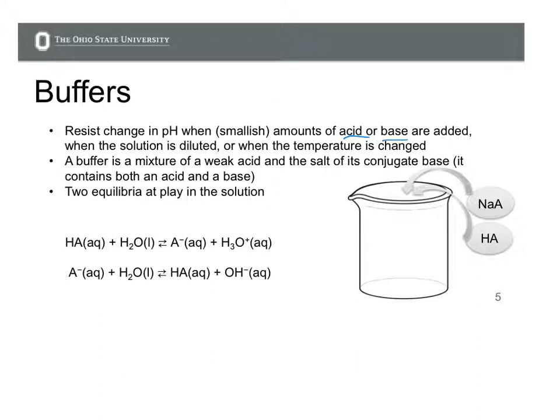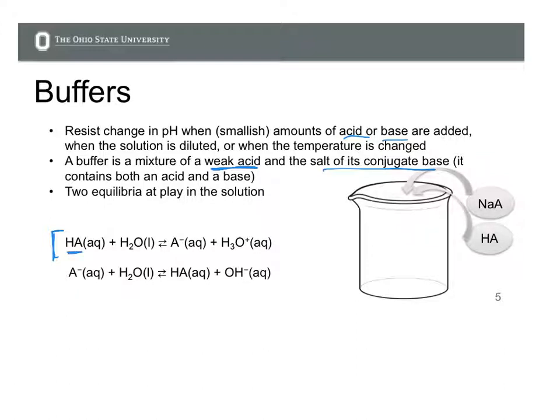Okay? And what we find with the buffer is that we need to have a solution that contains a weak acid and the salt of its conjugate base, or the weak base and the salt of its conjugate acid. Okay? In any case, you need to have a conjugate acid-base pair. And there's going to be two equilibria in play in the solution. Oftentimes we're going to sort of abbreviate that as one equilibrium. But in reality, we're adding two different things, so we can think of it as two equilibria.